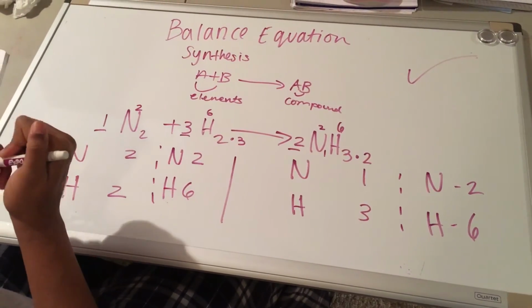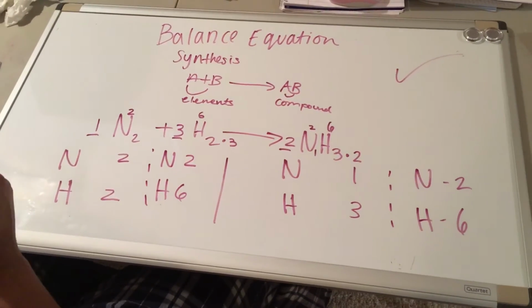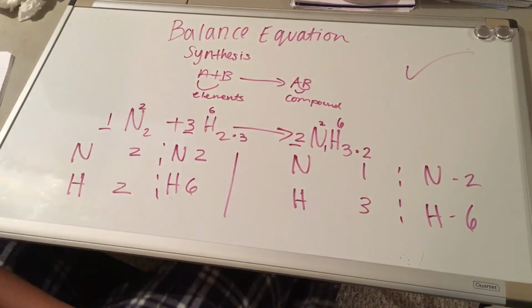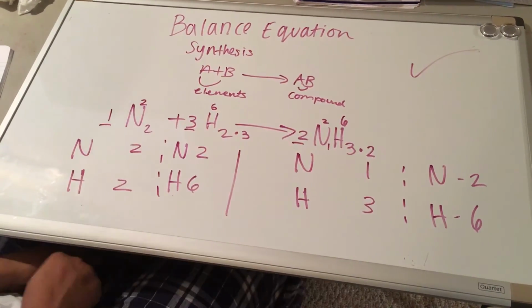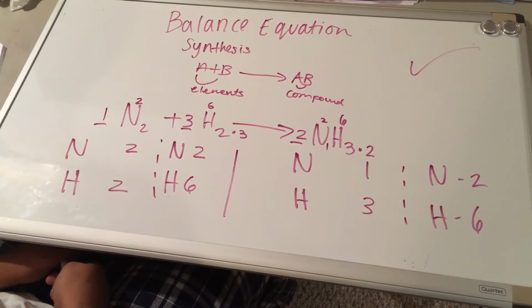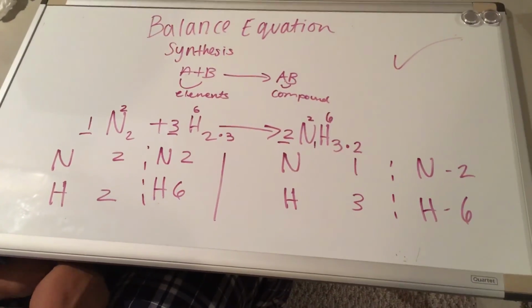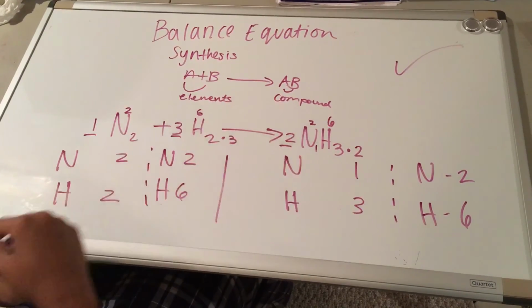So in conclusion, the thing you have to remember about balancing equations is that the number of atoms for a specific element has to be equal on both sides of the equation.